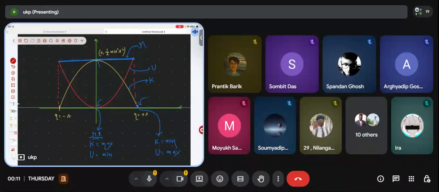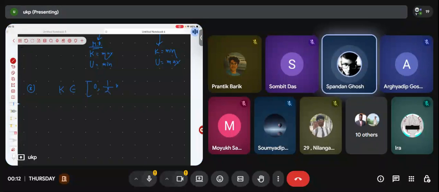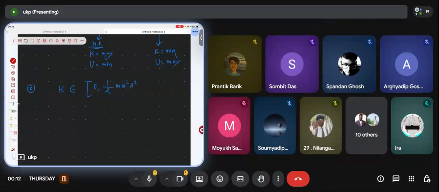Okay. Have you been able to follow up to this? Anyone? Guys, kinetic energy was varying in which range? What was the range of variation of kinetic energy? 0 to half m omega square a square.